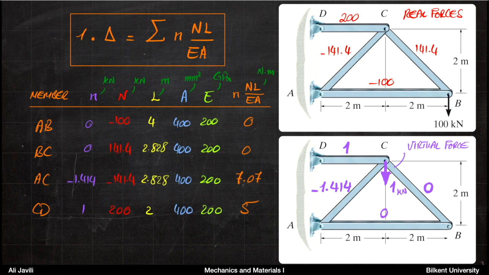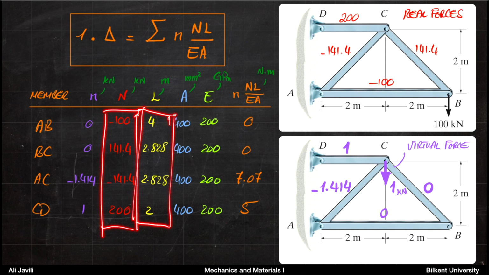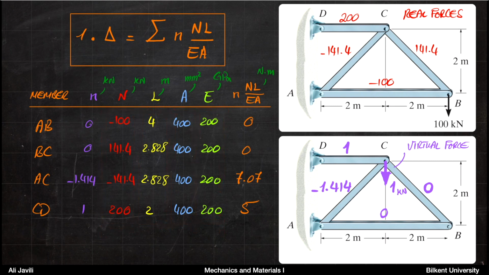So if we fill out the table, these n's, the capital N's are clear. These are the real loads. The lengths are clear. They are exactly the same as the previous example. The areas are identical, 400, and elastic modulus are also identical, and they are all 200.